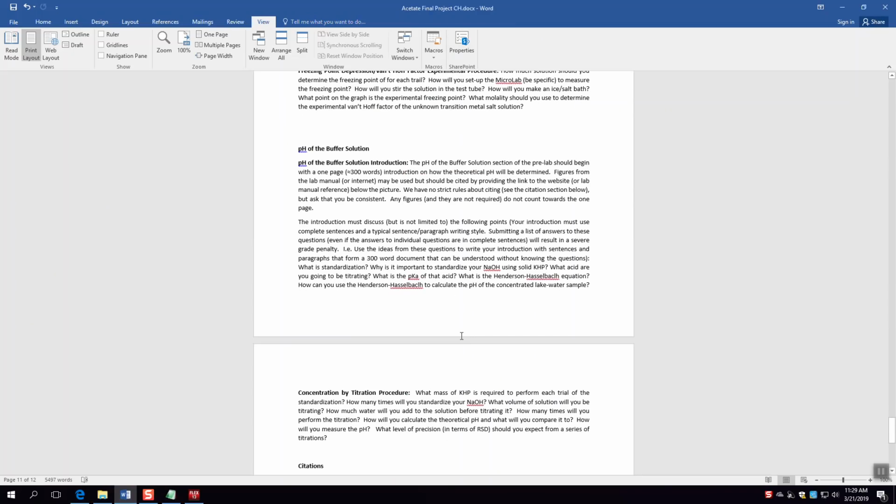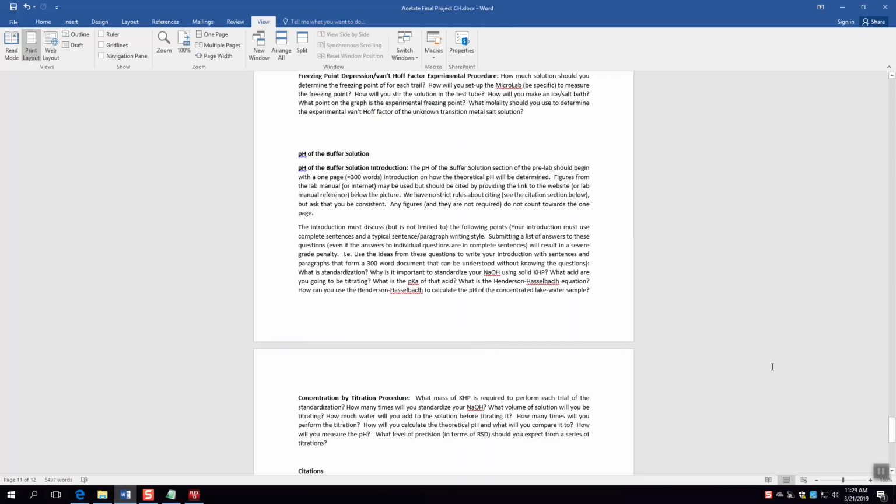For the introduction, so that's the experimental procedure. For the introduction, you're going to want to write about 300 words, and you're not going to want to write a list of the answers to these questions, but you're going to want to consider these questions as you write your 300 words. So, what is standardization?